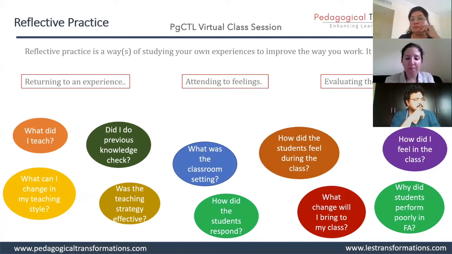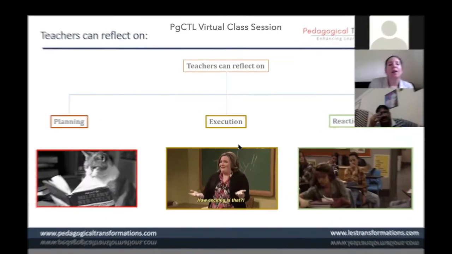papers into 3. Which questions would you put under returning to an experience? Which question would you ask yourself if you're attending to feelings? Which questions would you ask if you're evaluating the experience? And then we will discuss this.